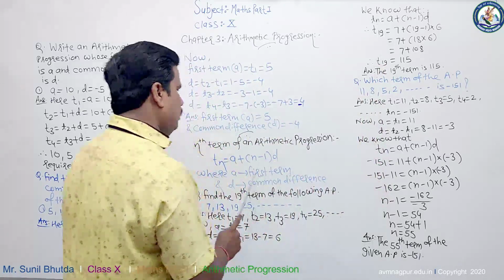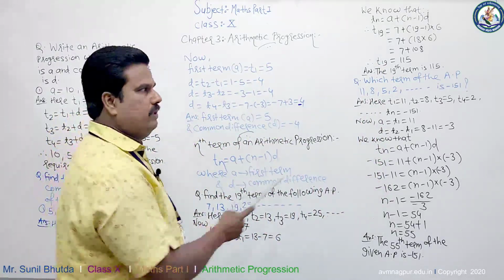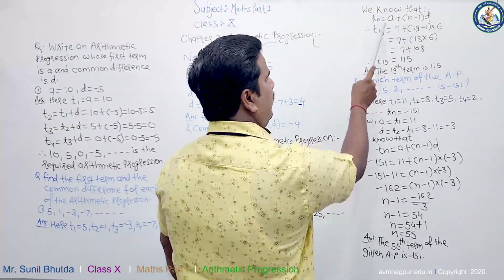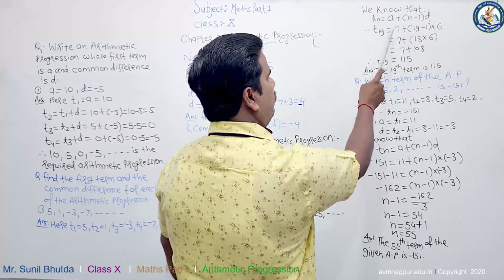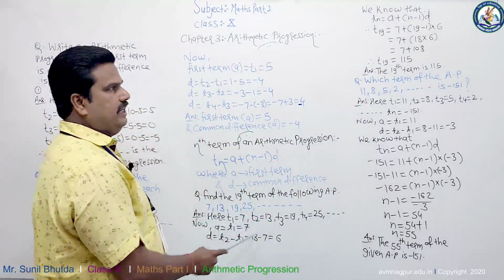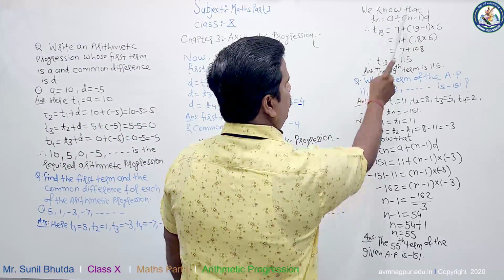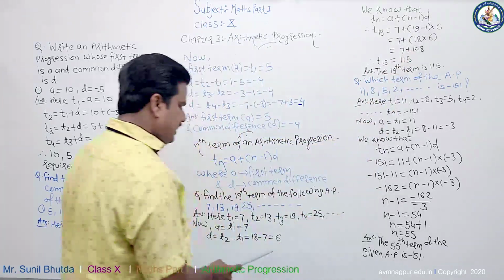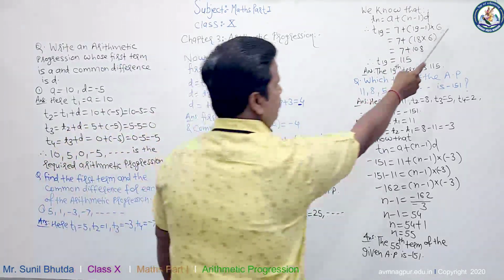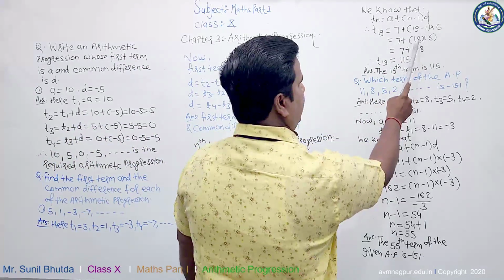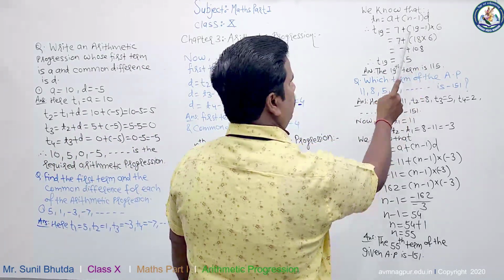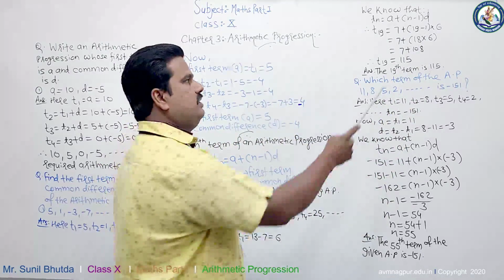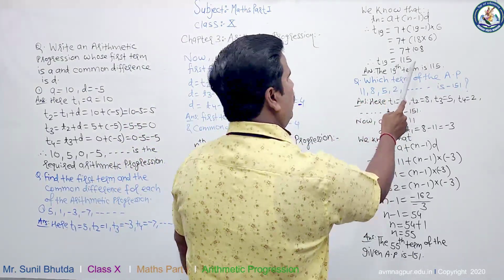But we have to find the 19th term of the given AP. Therefore, take n equal to 19. Therefore, T19 will be equal to a, which is 7, plus, putting the value of n, which is 19, 19 minus 1, times the common difference d, which is 6. 19 minus 1 gives 18. 18 into 6. 7 plus 18 into 6. 18 sixes are 108, and 108 plus 7 gives 115.